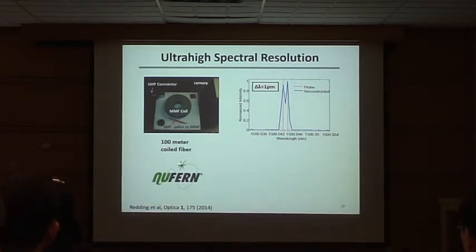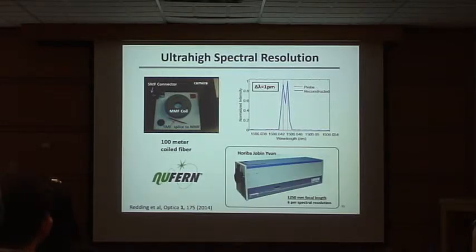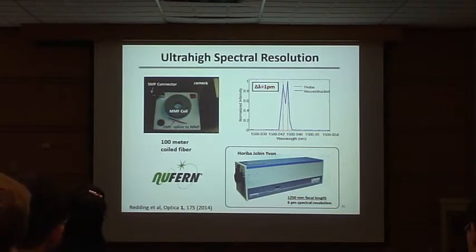So in this new form, we have a single mode fiber connected to the multimode fiber through a connector. This 100 meter multimode fiber is coiled into this 3-inch spool. And then the output just goes to a detector, just a camera, to see this speckle pattern. So with 100 meter fiber, we can resolve 1 picometer. And that is actually better than the existing grating-based spectrometers, which are very long, over a meter long, and have 6 picometer resolution.